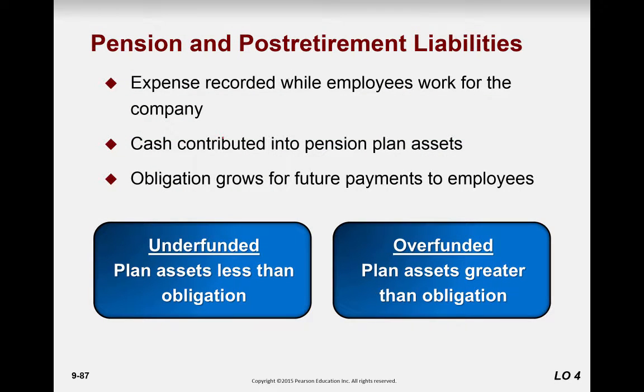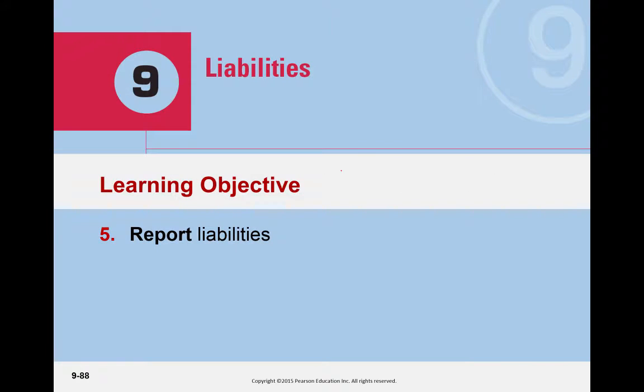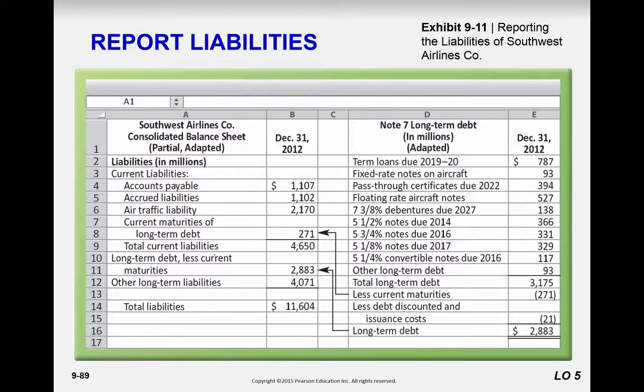Pensions and post-retirement are other liabilities where you are recording the expenses when employees work, and then the cash is contributed into their pension plans, and this keeps growing for payments to the employees. And now, lastly, we're going to talk about reporting the liabilities. As you see here, there are several new items to our balance sheet. We've had before accounts payable, accrued liabilities, notice air traffic liability, to get to our total current.